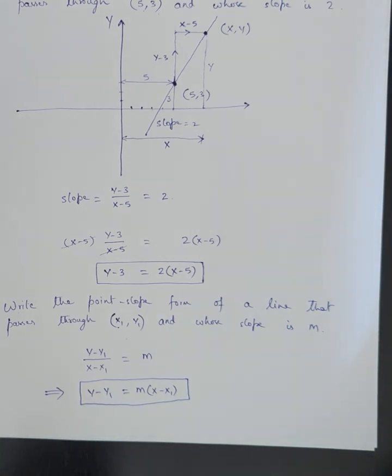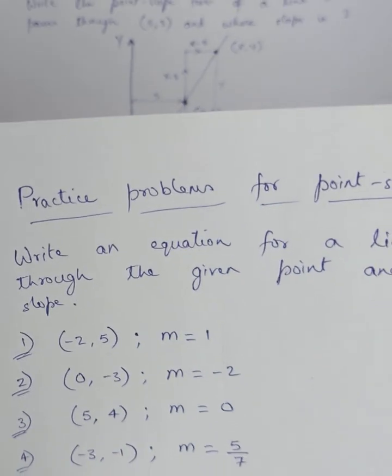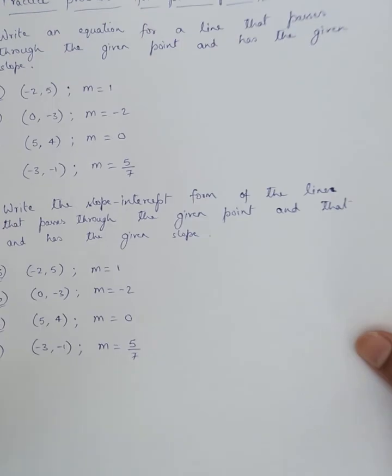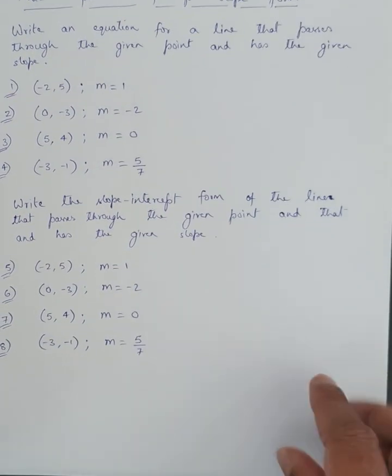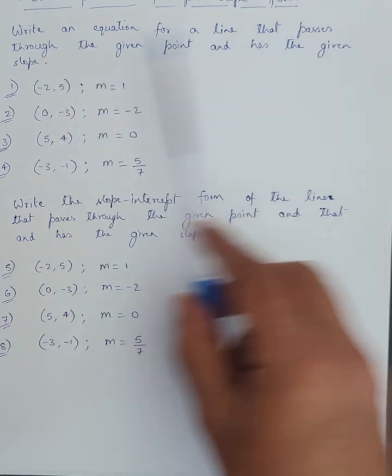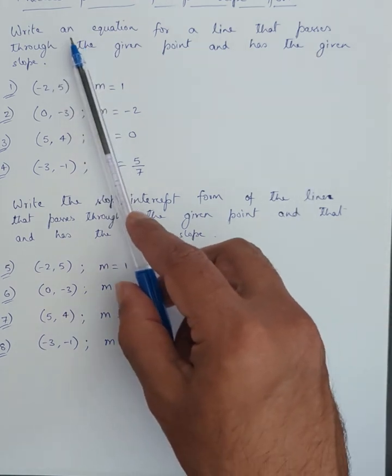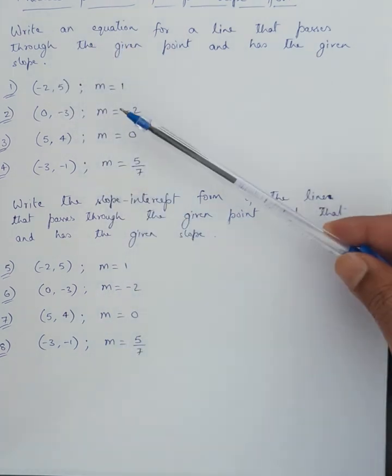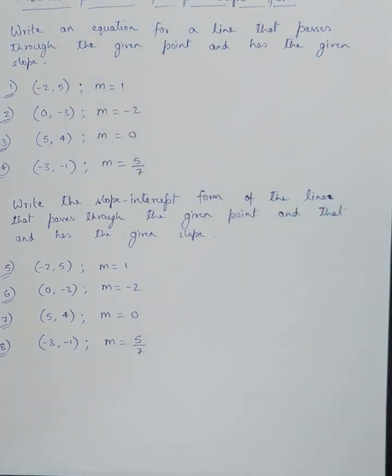And I'm going to put some practice problems for this video. And just like any time, the answers to the practice problems will be in the video description. So let me read out the practice problems. Write an equation for a line that passes through the given point and has the given slope. So it just says write an equation. So you're free to simply plug these in to the point slope form.